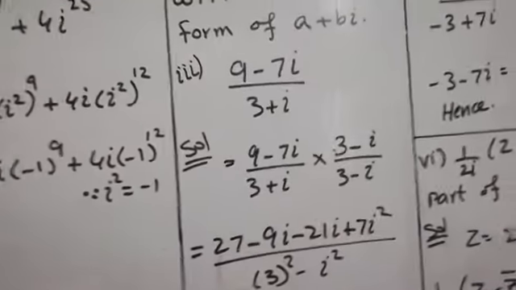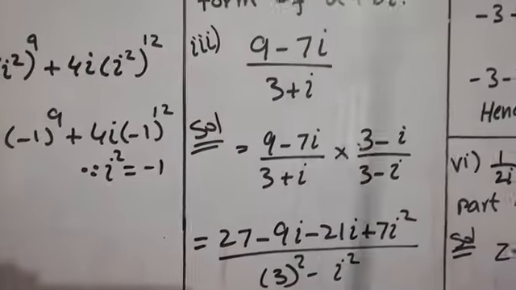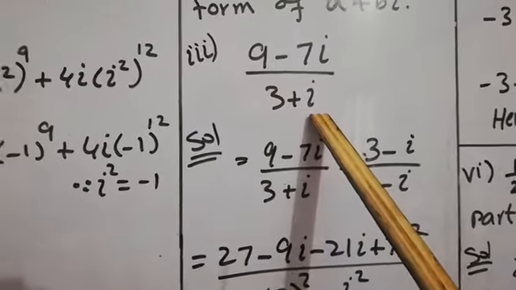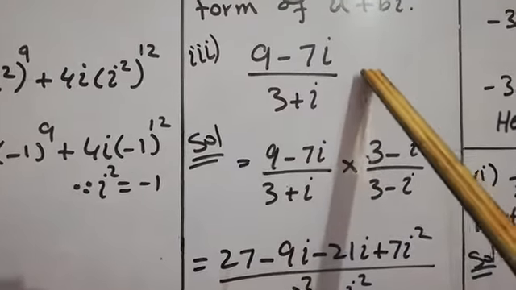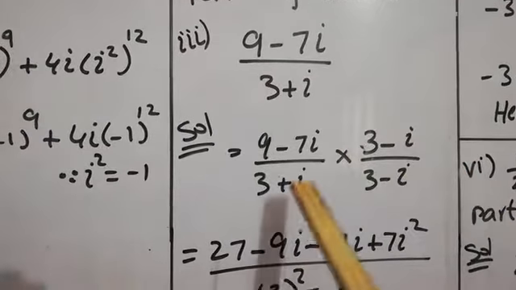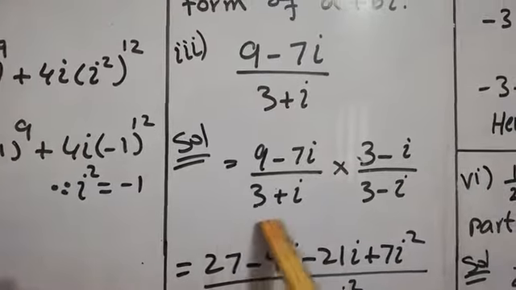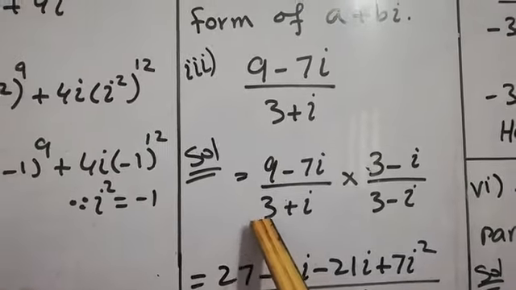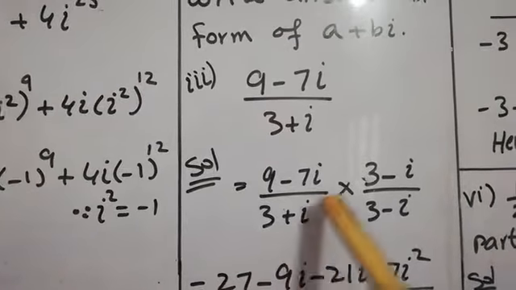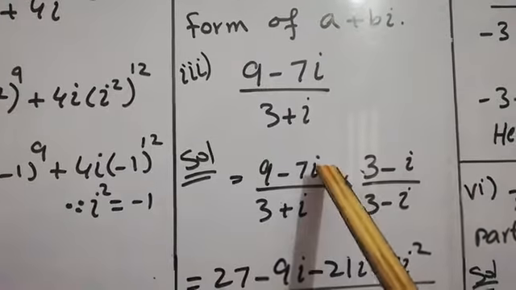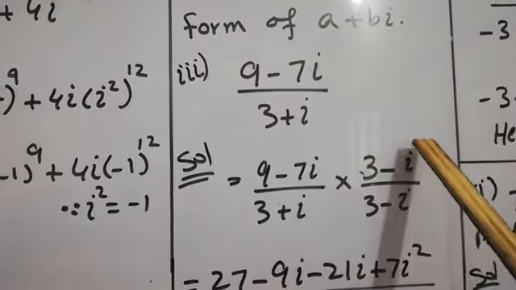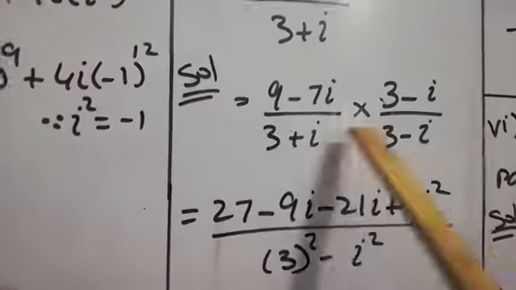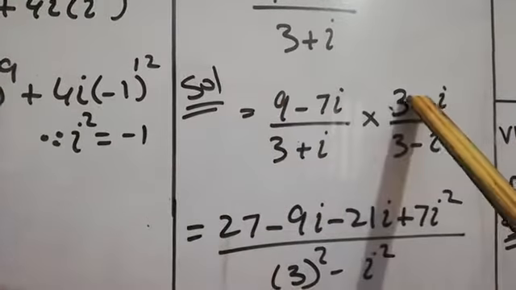Dear student, there is a rule to remove the iota sign from the denominator: we will multiply the fraction by the conjugate of the denominator value. The denominator complex number is 3 plus iota. Its conjugate is 3 minus iota. So we will multiply this fraction by 3 minus iota over 3 minus iota. And now we will multiply the numerator values.